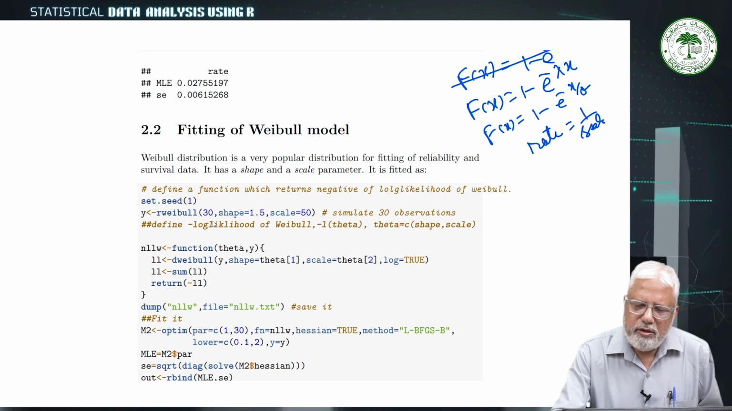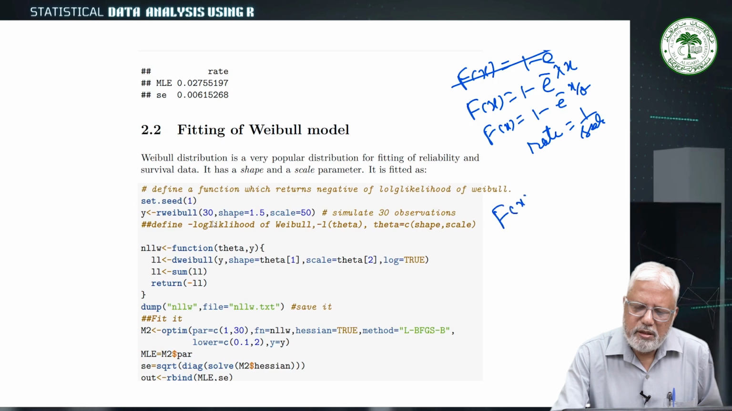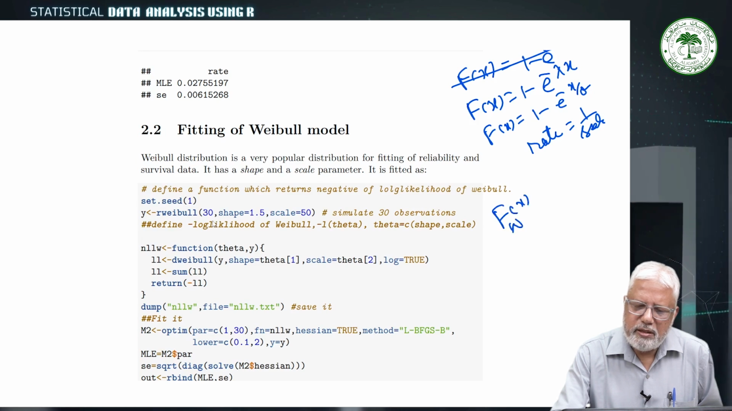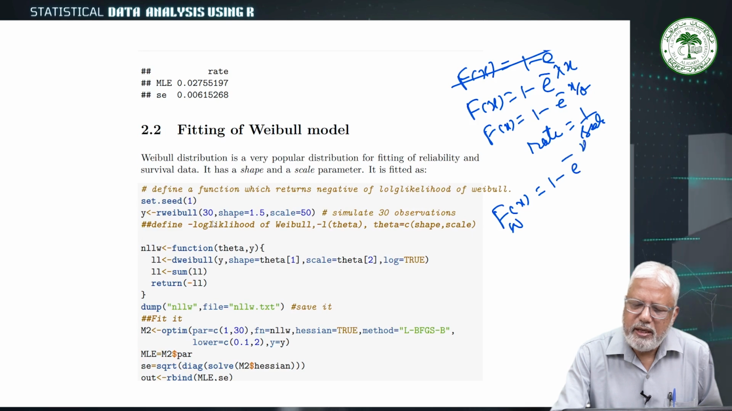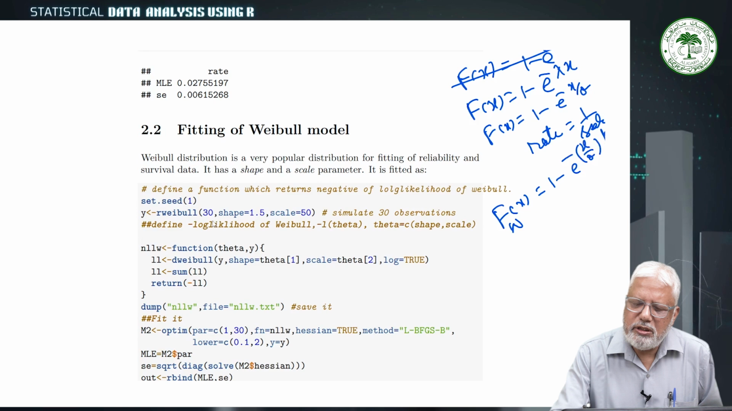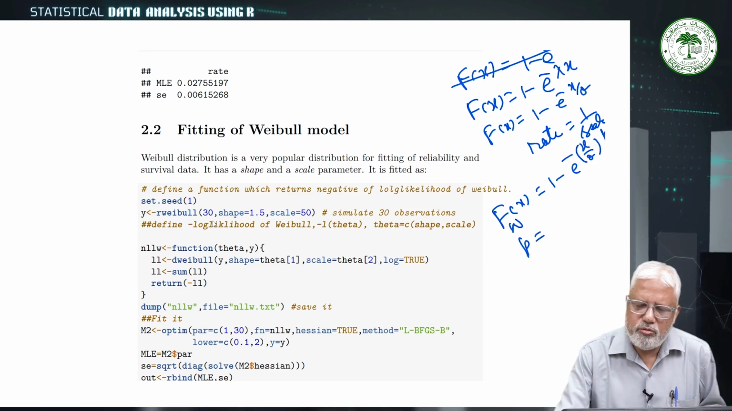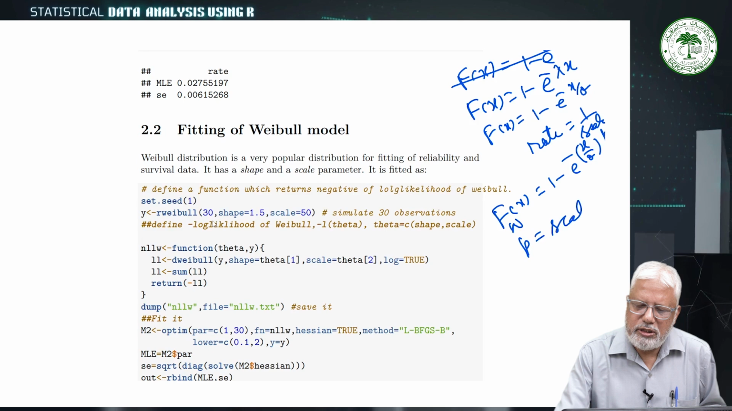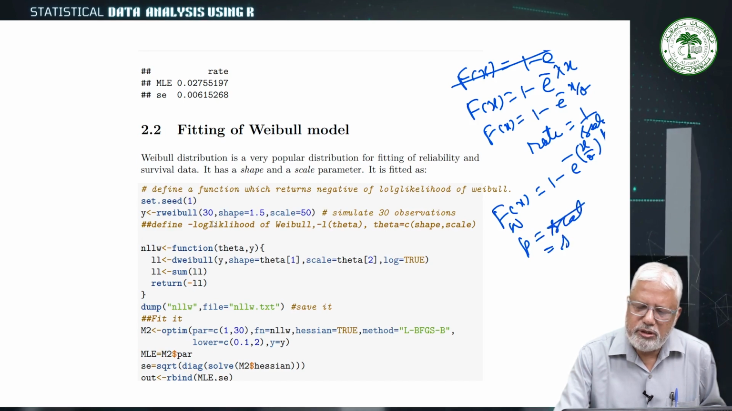So the distribution function of the Weibull can be written as 1 minus e raised to the power minus (x by theta) whole raised to the power p. Here p is not the scale, it is the shape. p is equal to shape.